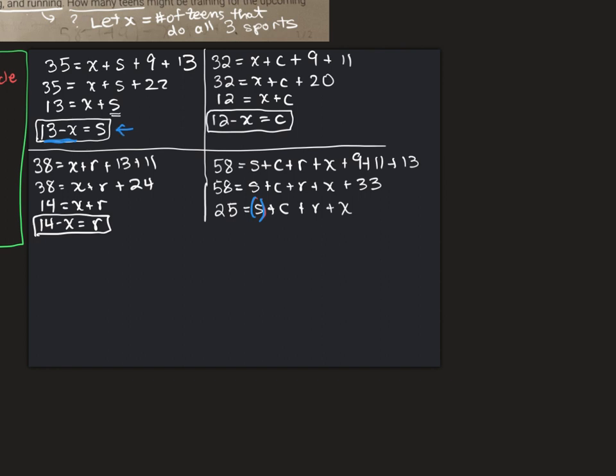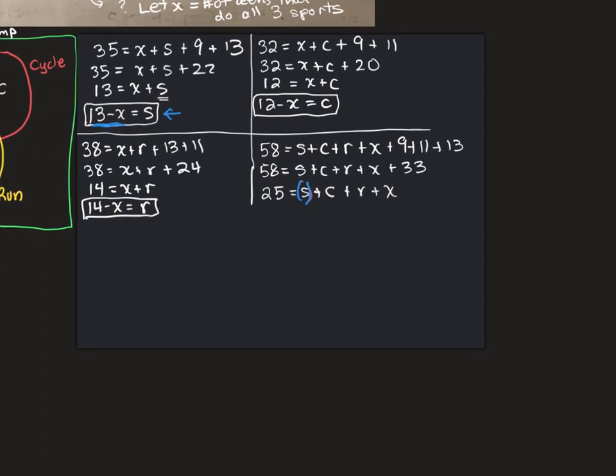And then we're going to replace c with the expression here, 12 minus x. And then finally, we're going to replace r with 14 minus x. And then we still keep the x in there because that's really what we're trying to solve for. Okay, so that's going to be a long equation. So replacing s, we have 13 minus x. Replacing c, we have 12 minus x. Replacing r, 14 minus x. And then we have that plus x at the end.